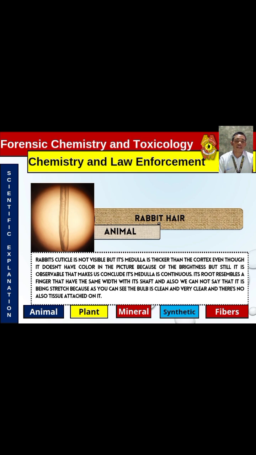And also, we cannot say that it is being stretched because, as you can see, the bulb is clean and very clear, and there's also no tissue attached to it. So next hair animal is from the goat.